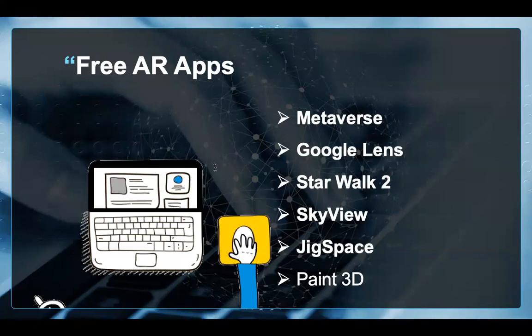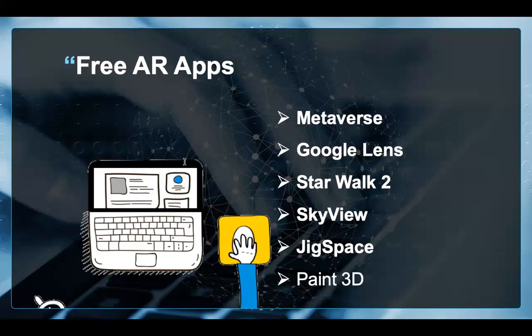And Star Walk 2. Star Walk 2 is an AR app that helps students explore the night sky. It provides information about stars and planets. And SkyView is another AR app for astronomy education, and it allows users to identify stars, planets, and these kinds of objects. And ZigSpace offers interactive AR lessons on a wide range of topics from physics to history, and it's a great tool for visualizing complex concepts as well.